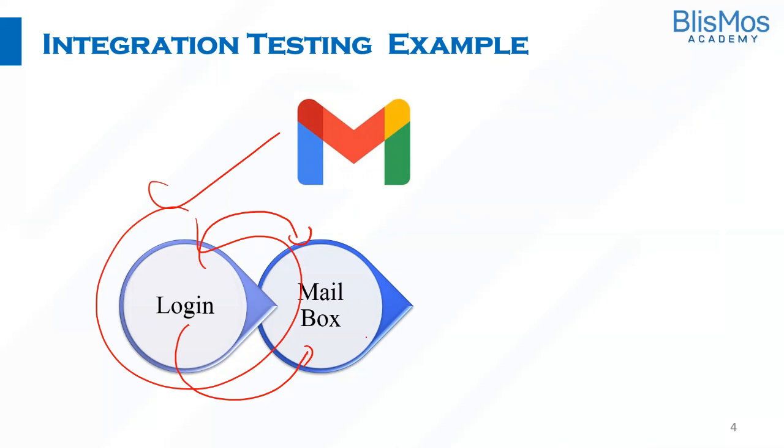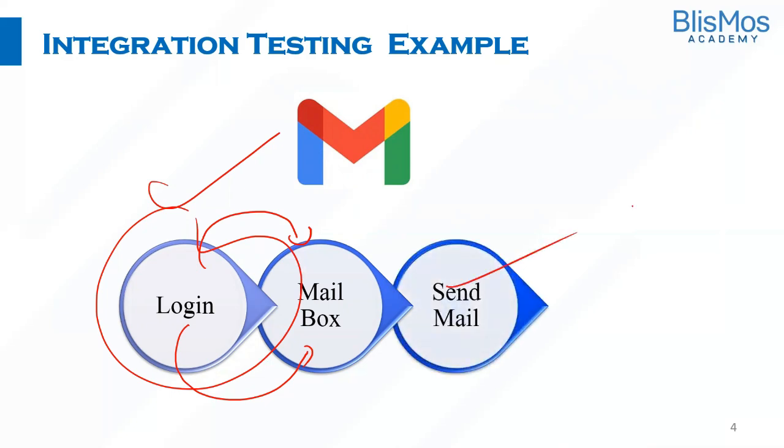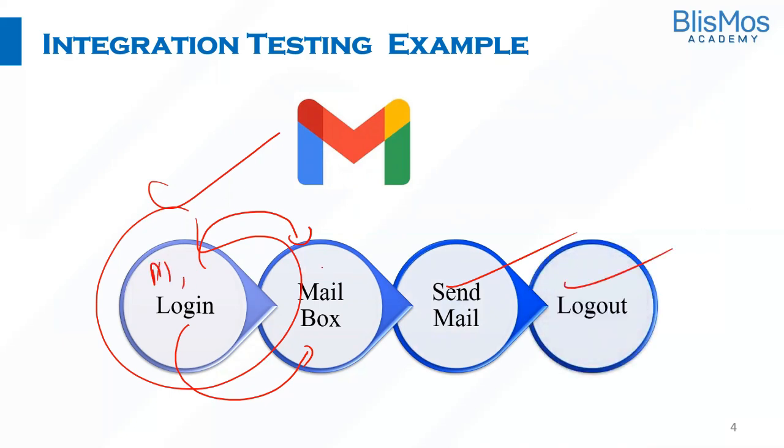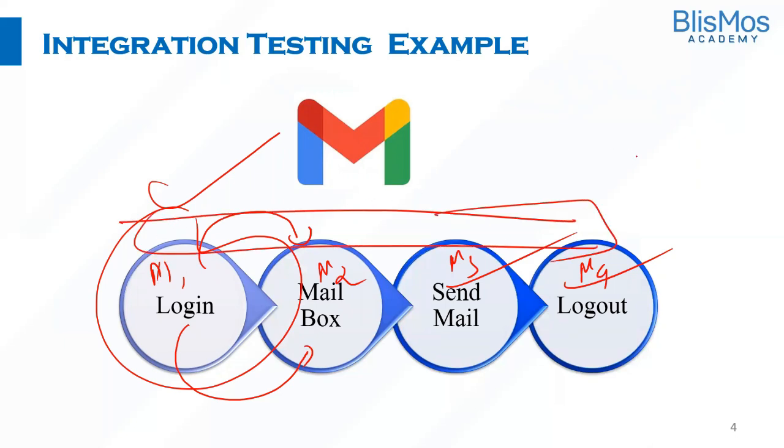In the same way, after the mailbox, that should be integrated with send email, and then that should be integrated with the logout module. So all these are modules in isolation: module 1, module 2, module 3, module 4, which are built in isolation and tested in isolation. But we have to test them together to see whether all the functionalities work together properly or not. That is what integration testing is.